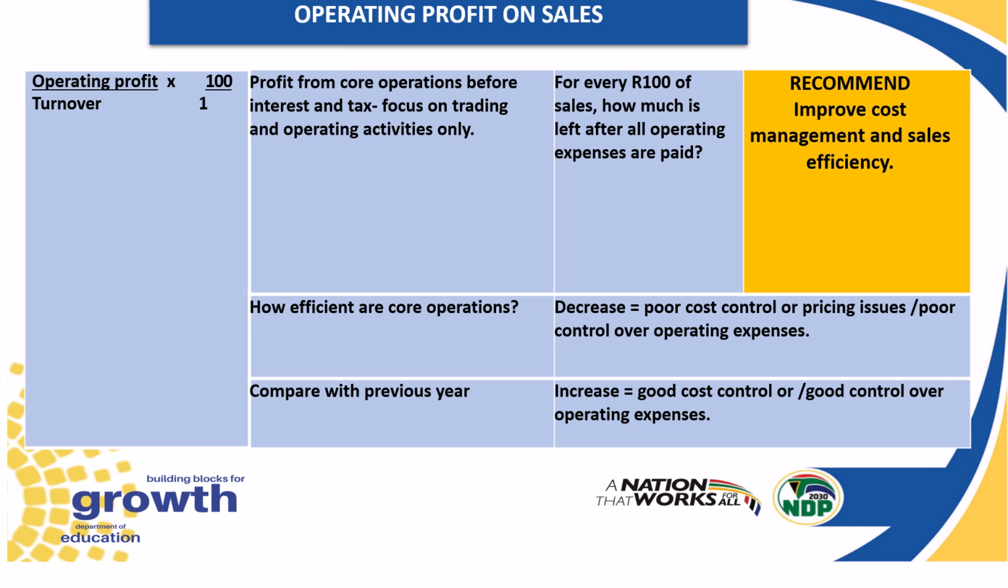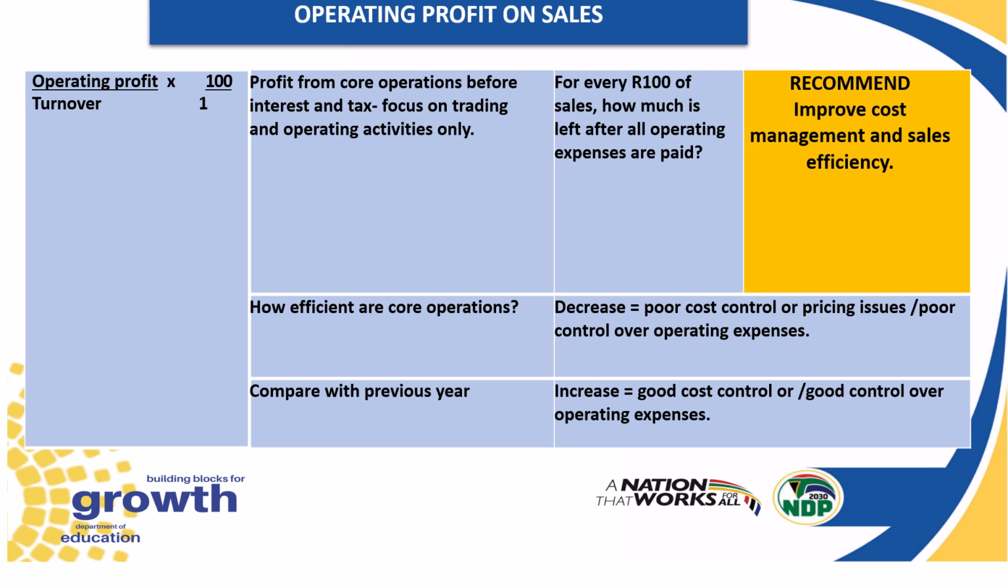The first section is operating profit on sales. What does it mean? It means the profit for every 100 Rand of sales, how much is left after all your operating expenses are paid. The operating profit on sales means the core operations before interest and tax, focusing on trading and operating activities only. You want to know, did you control your expenses well?